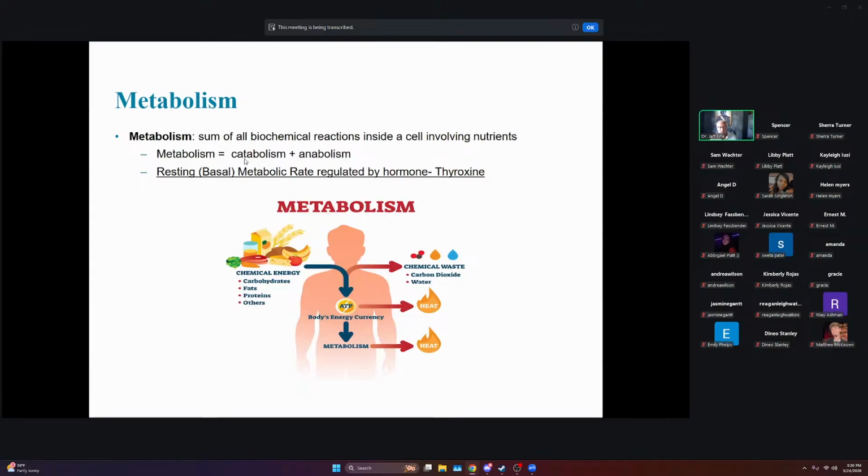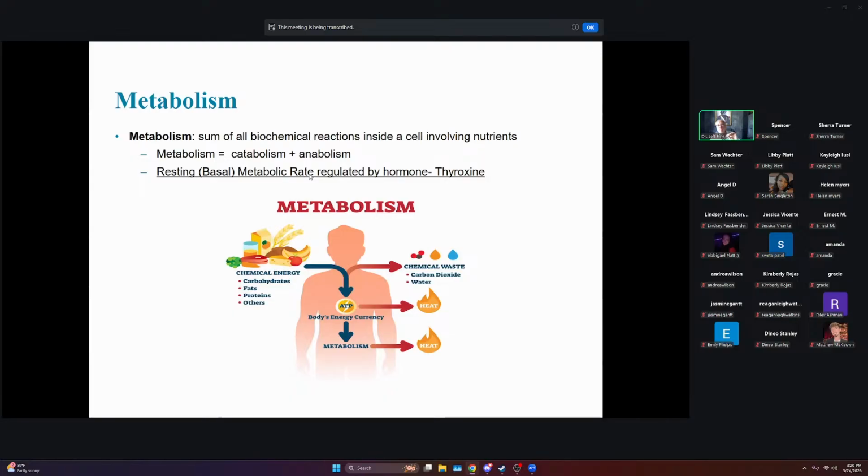And that's what the resting or basal means, base metabolic rate. How many calories will you consume just to maintain life? Then we can add our activity levels and you'll know the total number of calories that you consume, okay?